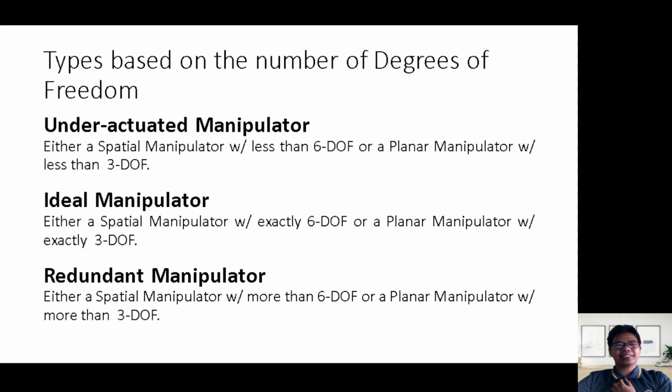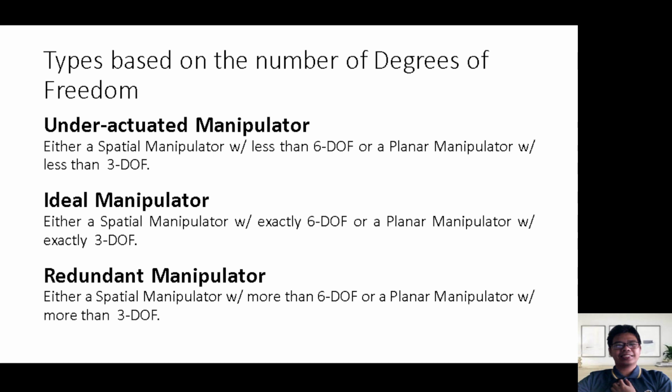Next is the ideal manipulator. An ideal manipulator has the maximum possible degrees of freedom for its category, offering a balance between flexibility and control. It can be a spatial manipulator with exactly 6 degrees of freedom, or a planar manipulator with exactly 3 degrees of freedom.